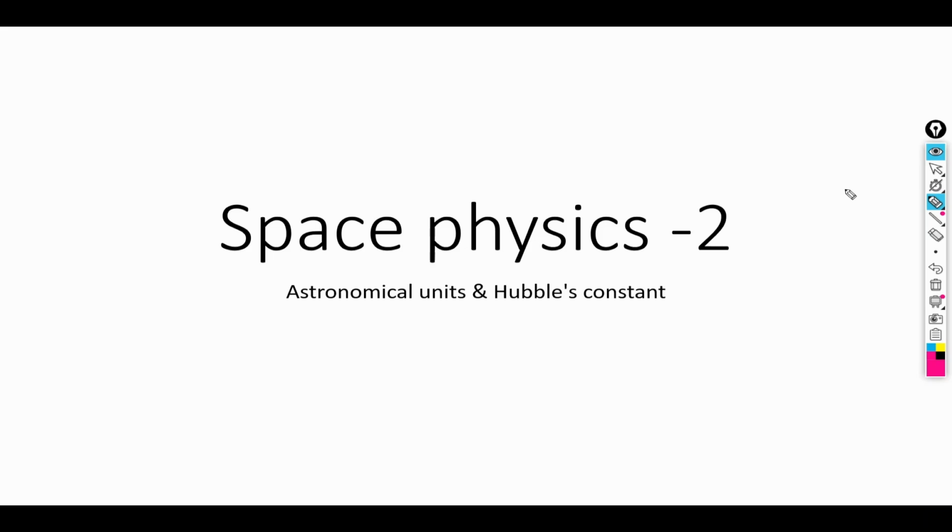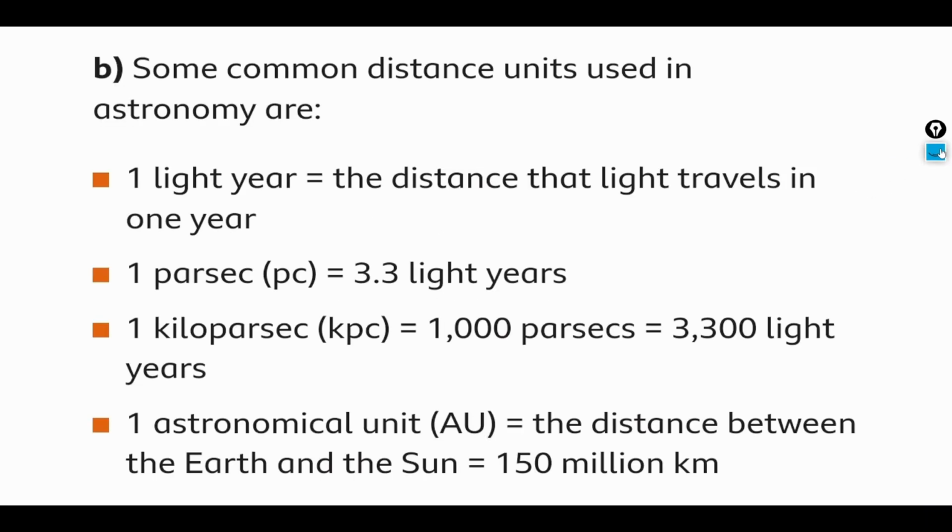Hello student, today's topic of discussion is in continuation with the series that we have started in the last video, that is space physics part 1. So this is space physics part 2. In this we'll be doing astronomical units and the Hubble's constant. First we'll do some common distance units used in astronomy.